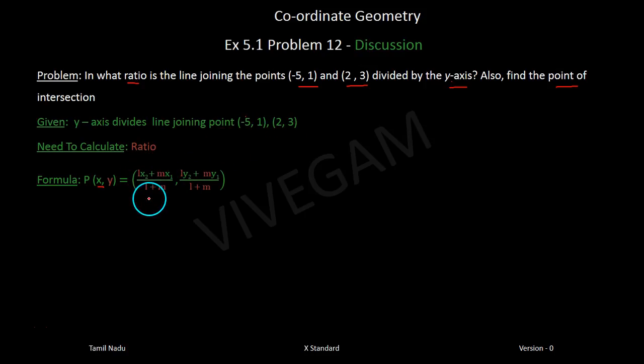Find the coordinates of the point using the formula, but equate the x-coordinate of that to 0, because this is 0, right? Equate it to 0 and get the value of L by M. Once you have L by M, we have the ratio. Once we have L and M, substitute those values in the y-coordinate and get the point of intersection. So this is how this problem is to be worked out. Now let's put the steps out.